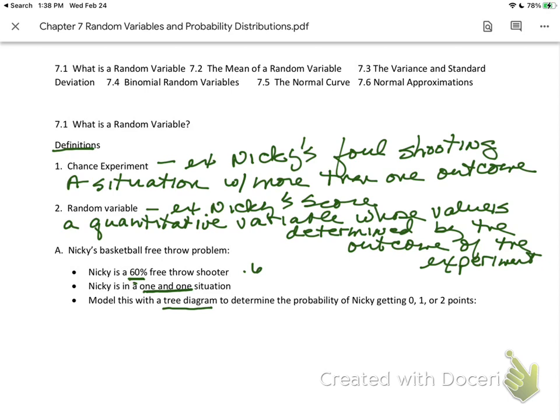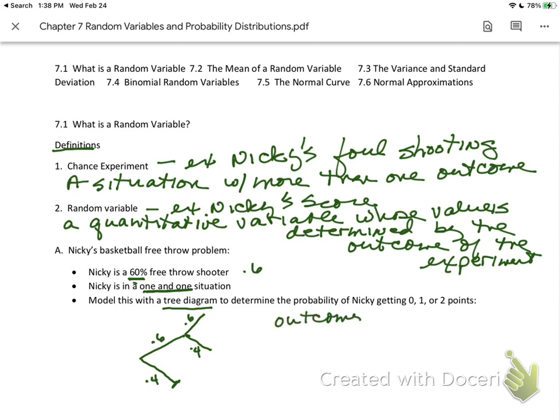Okay, so this is the theoretical probability. So here comes her first shot, and she has a 60% chance of making it and a 40% chance of not making it. If she makes it, then she gets to have a second shot, and she has a 60% chance of making that and a 40% chance of not making it. So notice that her 0.4 side is a dead end because if she doesn't make the first shot, she doesn't get another shot. So what are our outcomes?